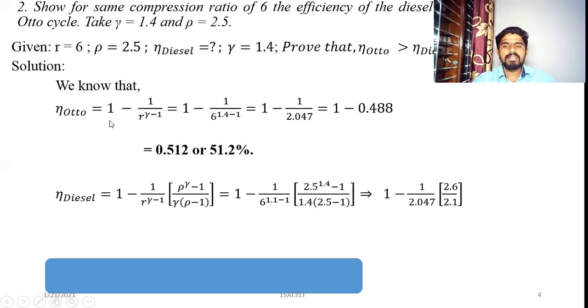Now let us discuss the efficiency of the diesel cycle, because we must compare these two efficiencies for the same compression ratio. That is equal to 1 minus 1 upon R to the power gamma minus 1, into rho to the power gamma minus 1, divided by gamma into rho minus 1. You know all the values required to calculate the diesel cycle efficiency, so apply those values into this equation.